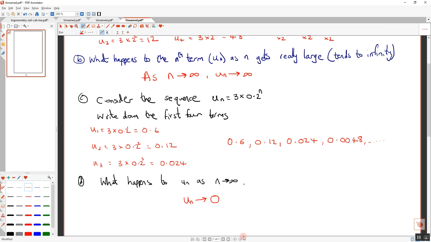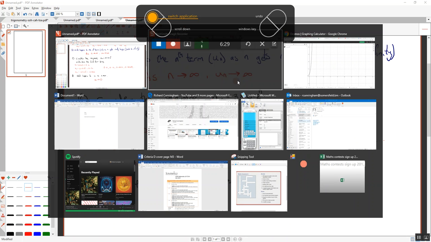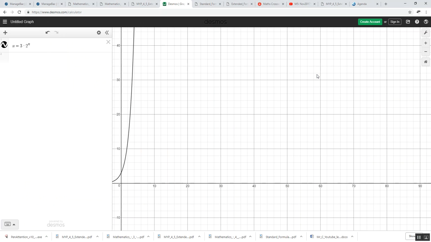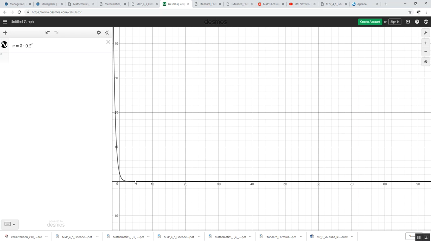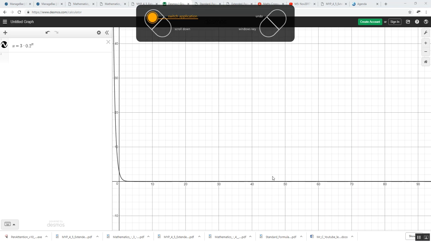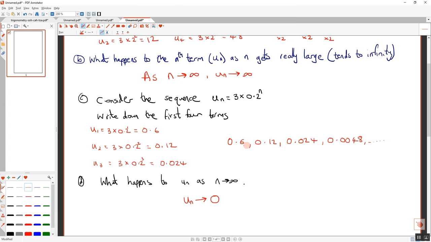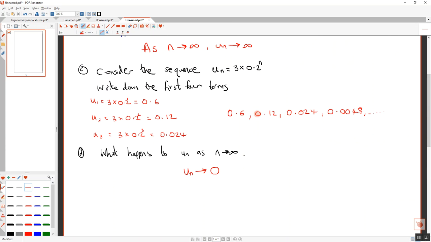Okay. And again, we can see this if I go back to our graph. If I put in, instead of having 2, 0.2, okay, we can see that as n gets larger and larger and larger, our graph is getting closer, for Un is getting closer and closer and closer to zero. Okay. Any questions so far? No? Right, so if we have a sequence like this one, okay, what's the common ratio here?